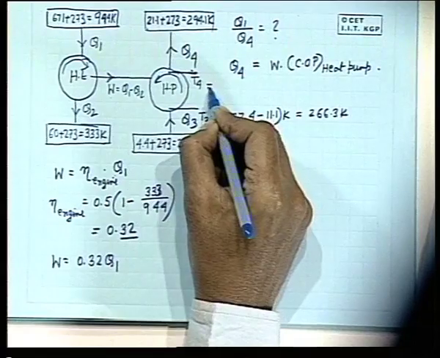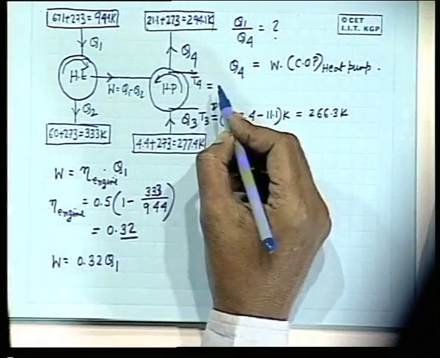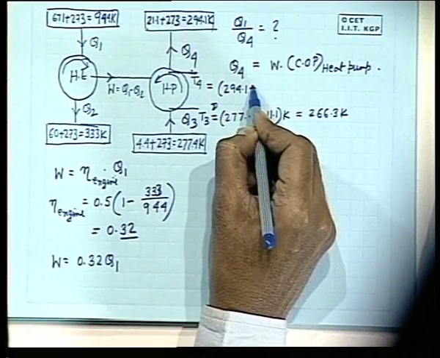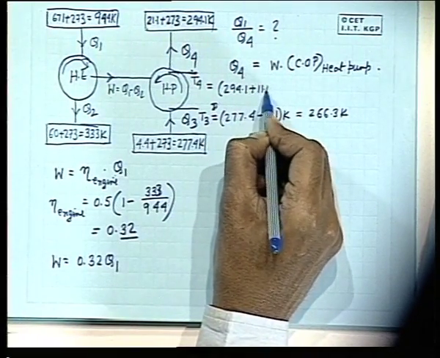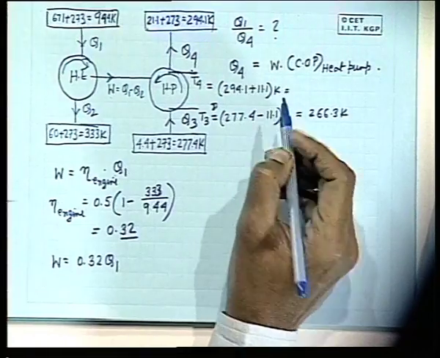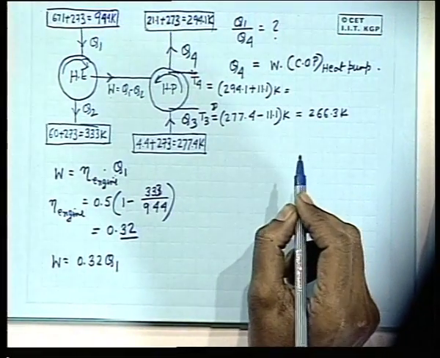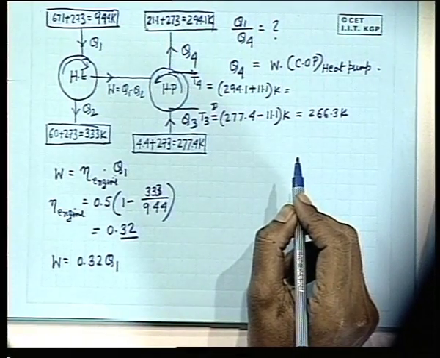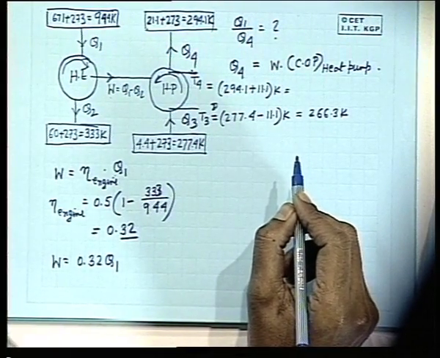Similarly, what is T4? T4, heat will go from here, so that will be 294.1 plus 11.1. What is this value? Please tell me. 62. Please, would it be the other way around because the work is being input? Yes, heat will flow from a lower temperature to a higher temperature, yes.